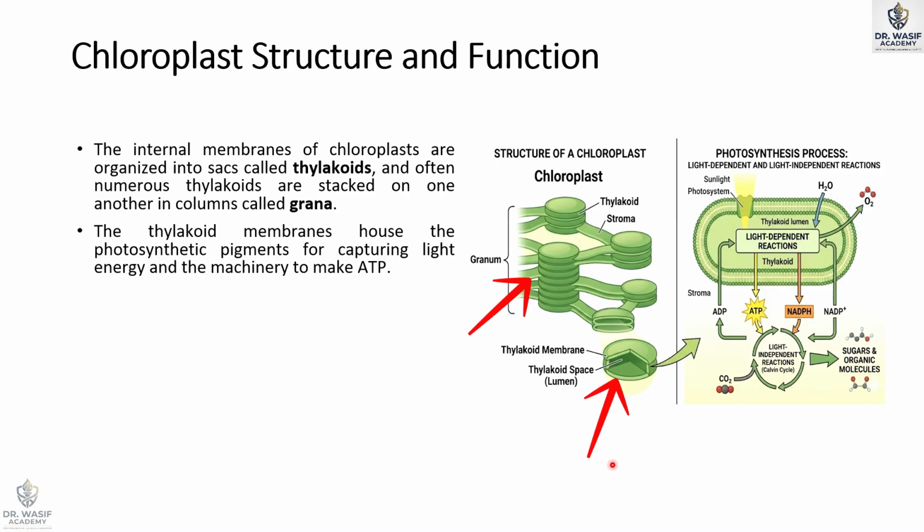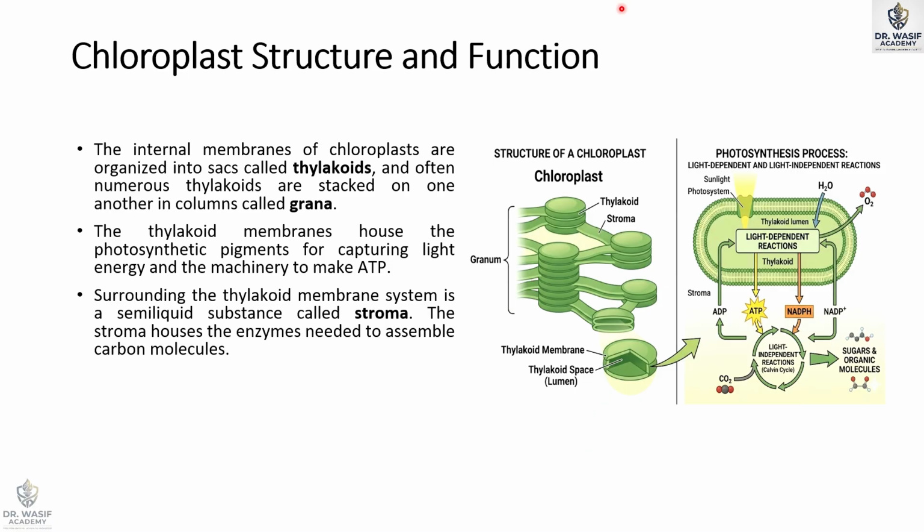My dear students, the space surrounding these stacks is filled with a semi-liquid substance called the stroma. So if the thylakoids are the solar panels, the stroma is the assembly line. It contains the enzymes required to take carbon and assemble it into glucose molecules.